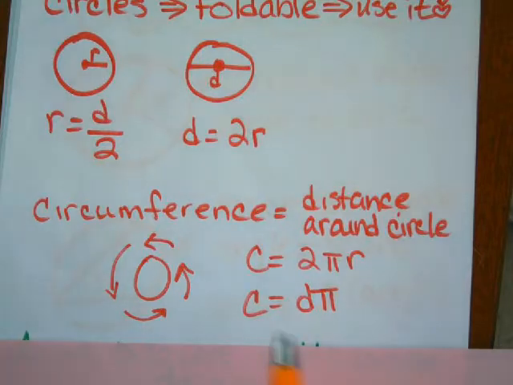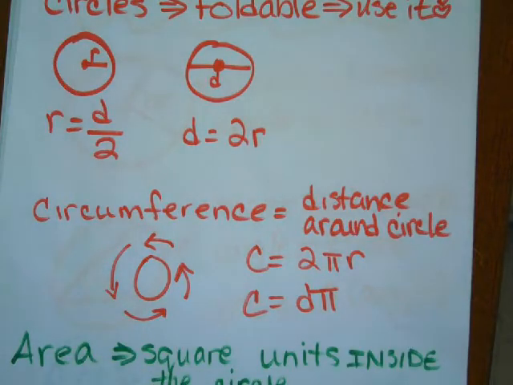There's 2 ways to find circumference. If a problem gives you the radius, it's 2 times pi times the radius. Make sure you're using the pi button on your Inspire. And for circumference, if you're given the diameter, you just multiply the diameter times pi.